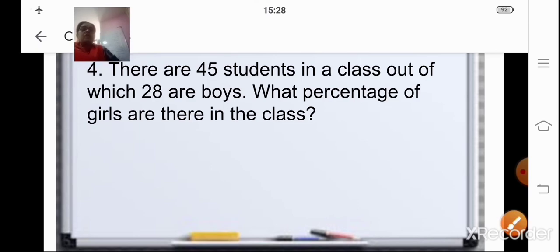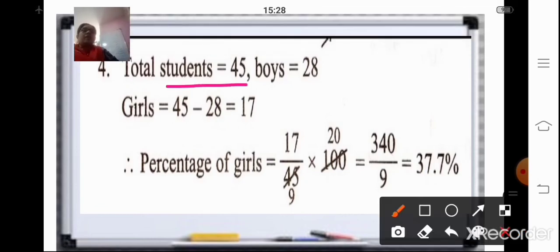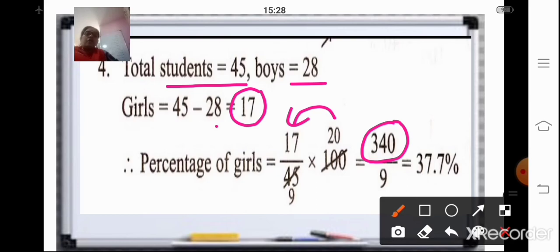So let's see the working. The next slide. Here the total number of students is 45, boys are 28. To find out how many girls are there in the class, we subtracted the total number minus the number of boys. Now to find the percentage of girls, that is 17 out of 45 multiplied by 100. Simplified here, 5 9s are 45, 5 2s are 10, 0. Now multiply these two numbers and you get 340. So 340 upon 9, that means you will divide it. When you divide 340 by 9, you get the answer 37.7% of girls are there in the class.